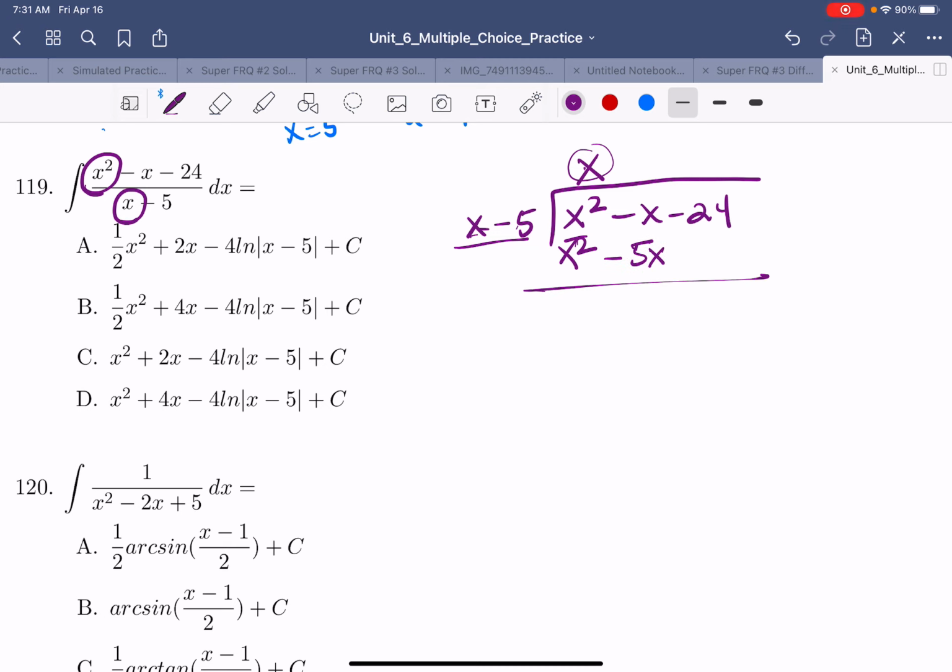And now I remember I have to subtract this whole thing. So x squared minus x squared is 0. And that's what's always supposed to happen. And then negative x squared minus negative 5x is going to change that to a positive. So it'll be positive 4x.